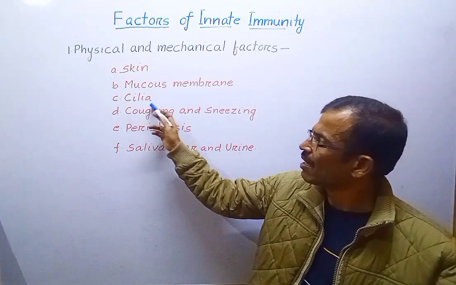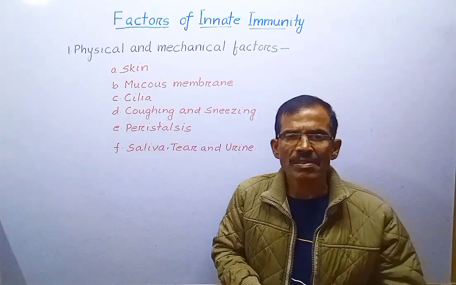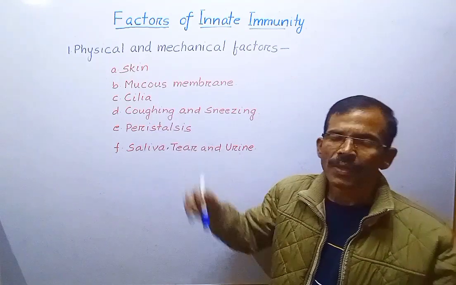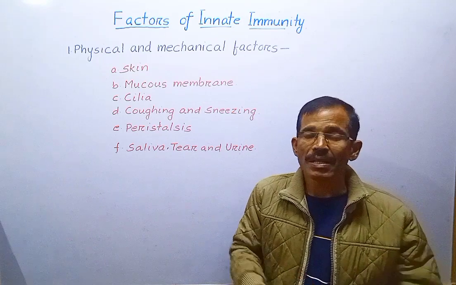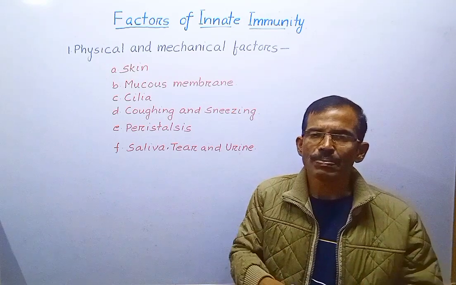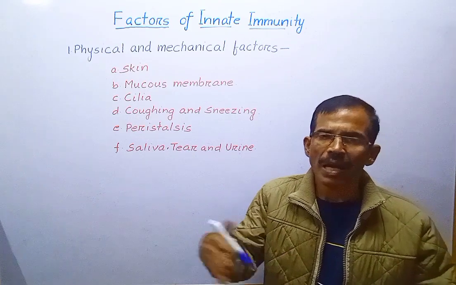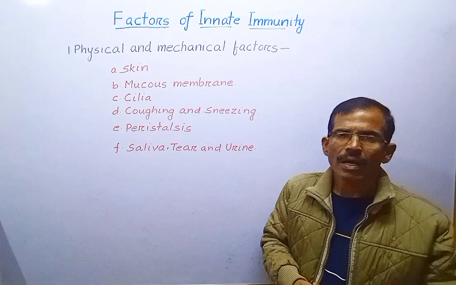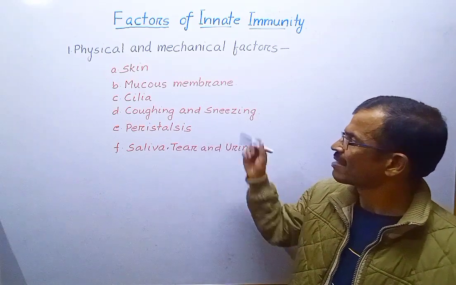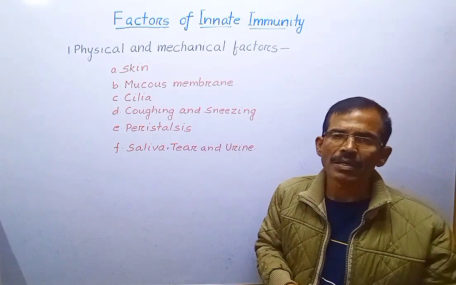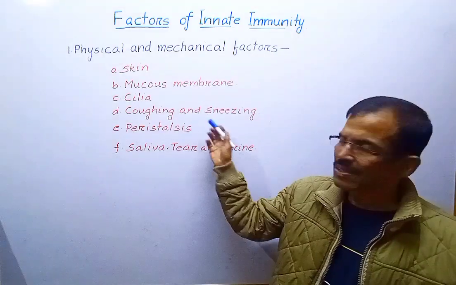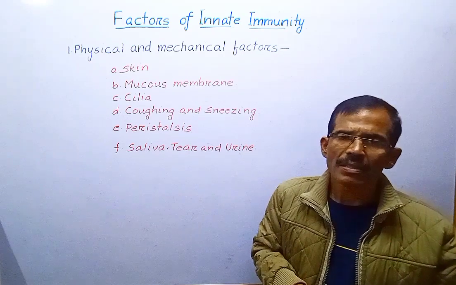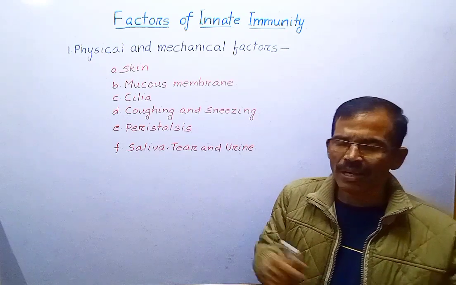Third one is cilia. The epidermal cells of the respiratory passage are lined with cilia. The microorganisms that are trapped in the mucus of the respiratory passage are swept away by the constant movement of cilia. Mechanical actions such as coughing and sneezing are also part of the innate immune system. These actions drive out microorganisms that enter the digestive and the respiratory tract.